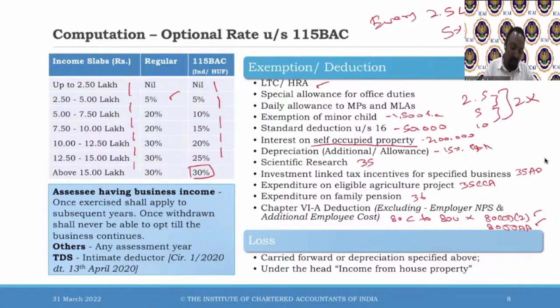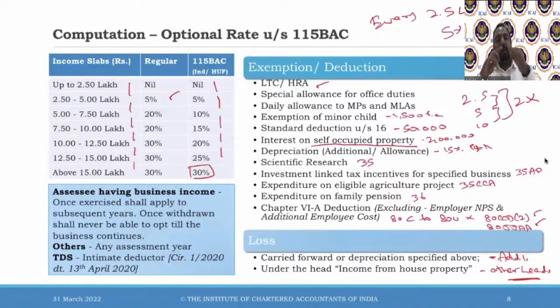Similarly, carry forward of depreciation specified above, that is additional depreciation. If you have any depreciation provided as additional depreciation, losses relating to that cannot be carried forward. So you need to forego that portion of loss. Similarly, income from house property: you cannot adjust it with other heads of income. When you have a loss carried forward, you can only adjust it within that head. So these are the things that you need to forego.